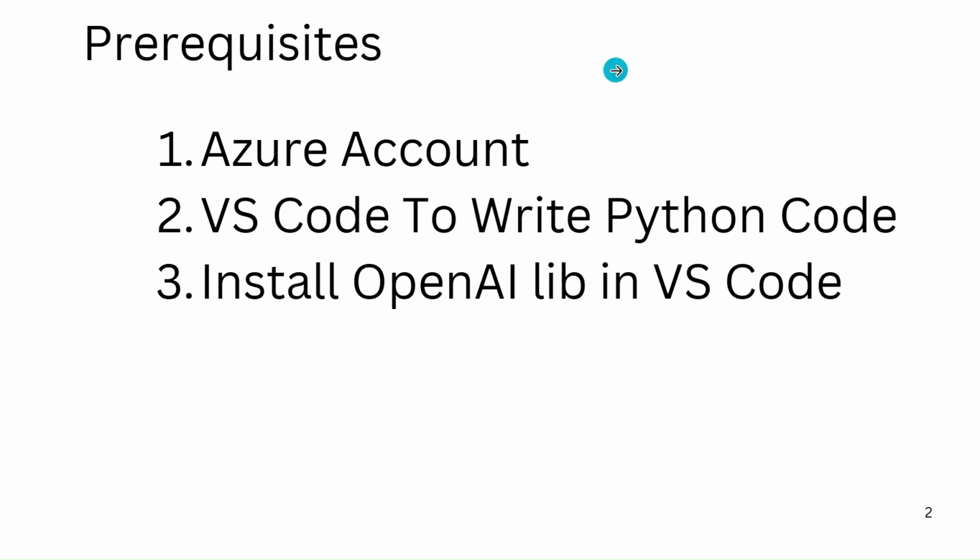The prerequisite for this is that you need to have an Azure account. Then you need VS Code to write the Python code, and installation of the OpenAI library in VS Code. So make sure that you have an Azure account so that you can create the Azure OpenAI service, and then VS Code to write Python and install the OpenAI library.